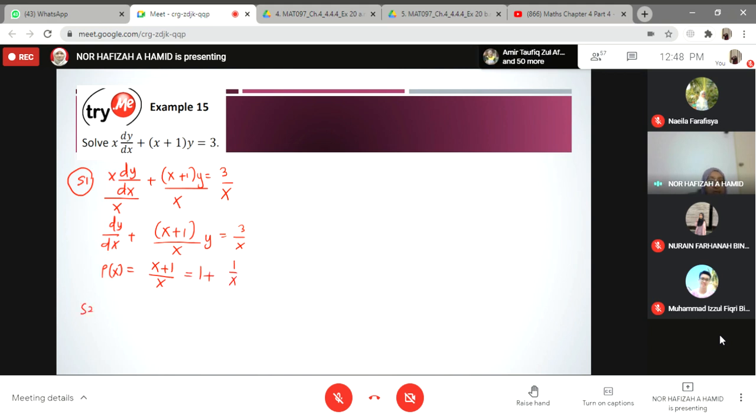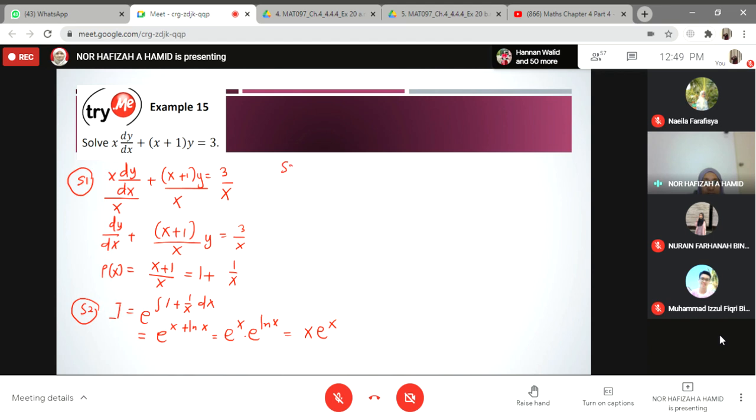Okay, so step 2. Step 2, you need to determine the integrating factor. So tadi formula dia is e to the integral of px. So px is 1 plus 1 over x. Okay, so tadi saya dah solve dah, you akan dapat e to the x plus ln x. So also equal to e^x times with e^(ln x). So equal to x e^x. Okay, so ni for your integrating factor.